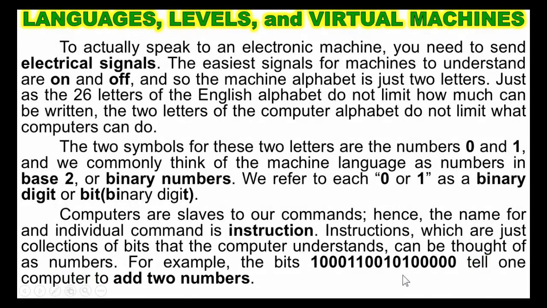To actually speak to an electronic machine, you need to send electrical signals. The easiest signals for machines to understand are on and off. So the machine alphabet is just two letters. Just as the 26 letters of the English alphabet do not limit how much can be written, the two letters of the computer alphabet do not limit what computers can do. The two symbols for these two letters are the numbers 0 and 1, and we commonly think of the machine language as numbers in base 2, or binary numbers. We refer to each 0 or 1 as a binary digit, or bit.